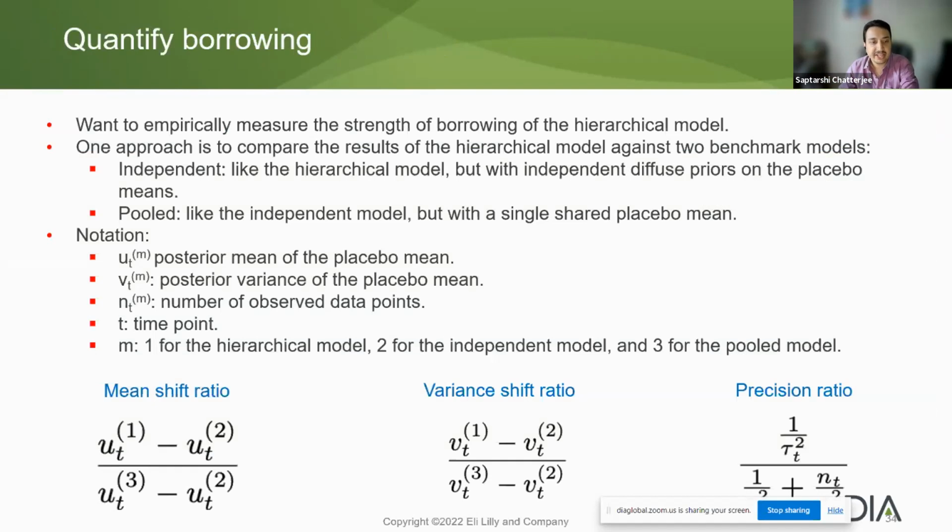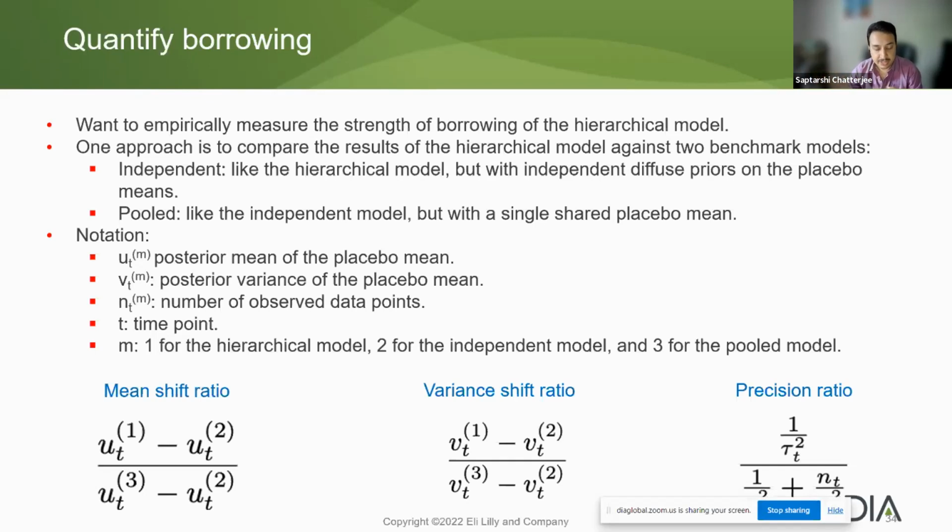One question that came out of this exercise is that we wanted to empirically measure how much borrowing this hierarchical model is actually doing. There is a lot of literature available, and I think most of it goes towards the effective sample size or local information. I forgot the exact term, but there are other ways to measure the strength of the borrowing of the hierarchical model. One approach that we took is to compare the results of the hierarchical model against 2 benchmark models, the independent and the pooled.